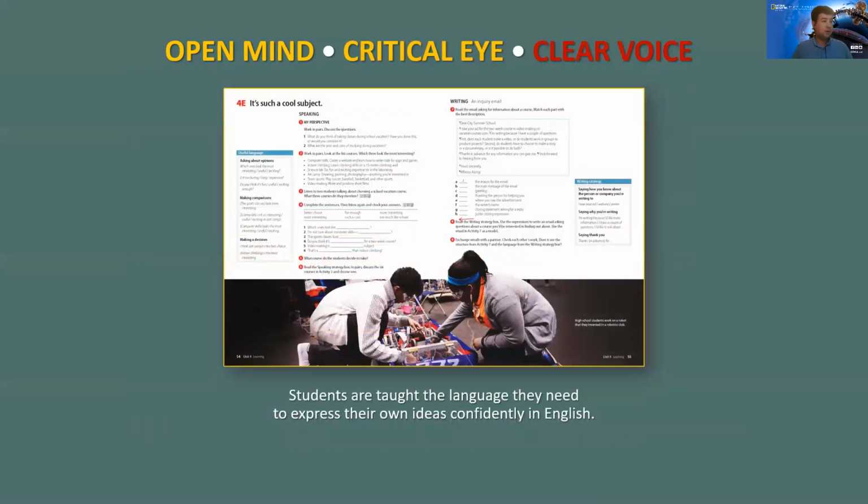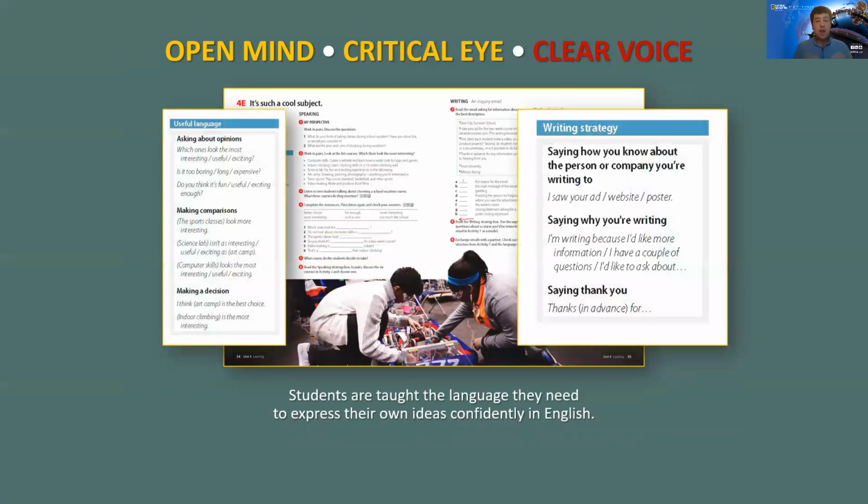When it comes to a clear voice, our goal is to help students learn the language they'll need to express their own ideas confidently, whether that is in speaking or in writing. So every unit ends with a speaking and writing task that gives learners an opportunity to use English to communicate their own ideas. And we provide useful language support and strategies to give learner support with helpful phrases that they can use in their own communications, or strategies to help them build their fluency in both reading and writing.